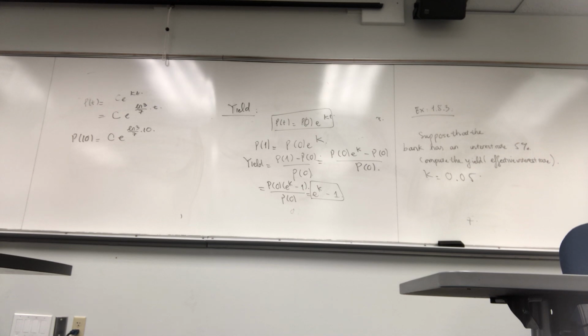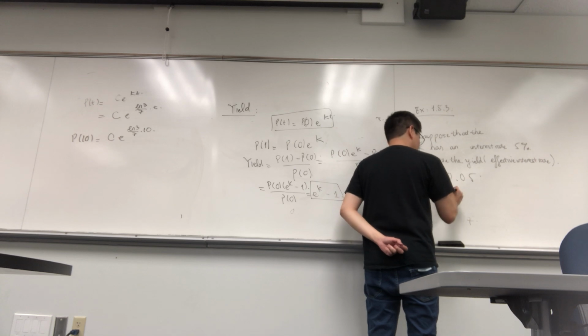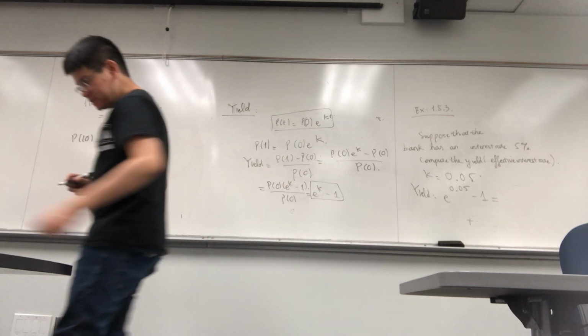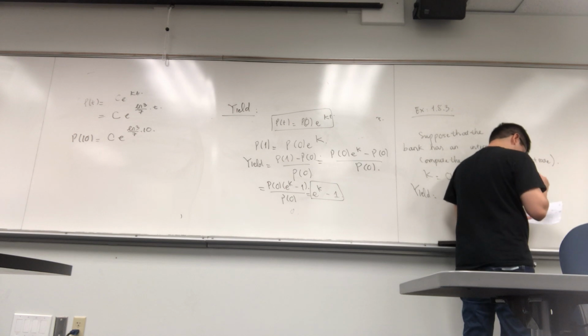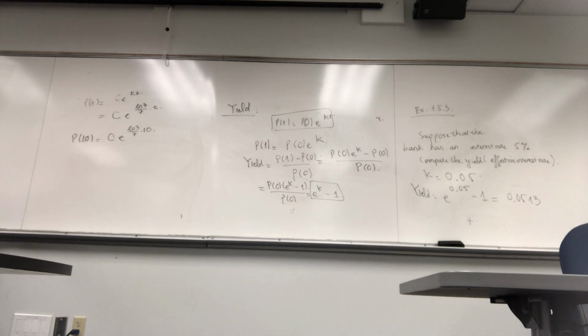Now, what is the effective interest rate? The effective interest rate is the same thing as the yield. So the yield will be, by the formula, e to the 0.05 minus 1, and this is 0.0513. All right? So this is a very simple example.